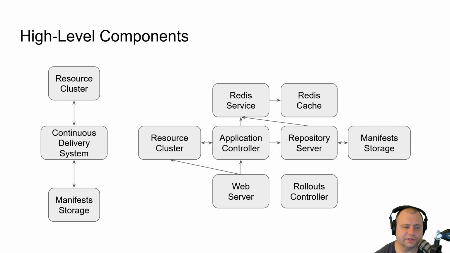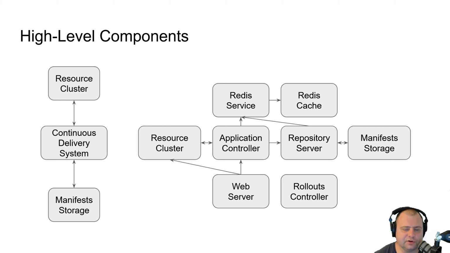So let's go to high-level components. Overall, on the left side there is the typical combination of resource cluster and manifest storage, and the continuous delivery system sits in between them and reconciles them. Let's go over the potential set of components on the right side. We have a resource cluster, manifest storage, and then some Redis service as a cache. It's for caching various manifests, or any supplementary data we may need, maybe some cluster information, for example. A big system would have a number of caches with various timeouts, probably configurable.